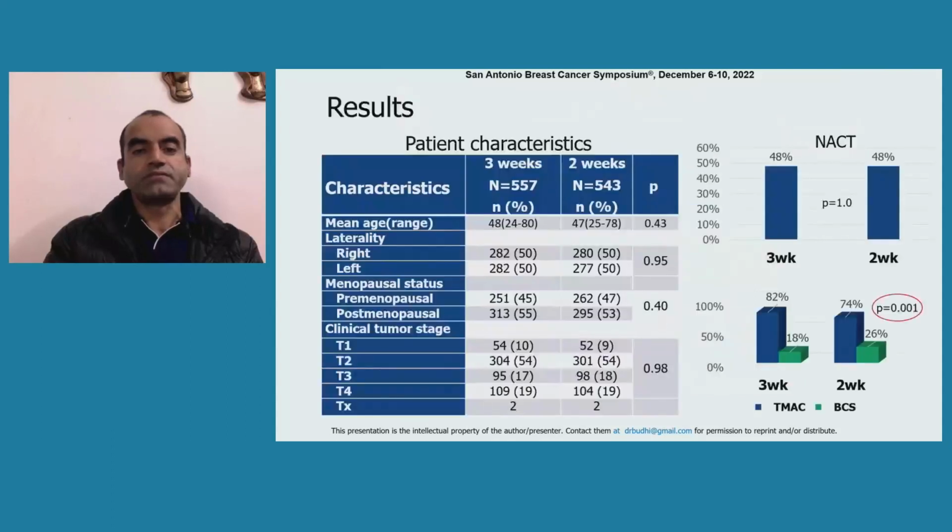Now coming to the results, as we can see in this table, the patient characteristics are well matched in both the arms, except there were more mastectomies in the 3-week arm as compared to the 2-week arm, and it was statistically significantly different.